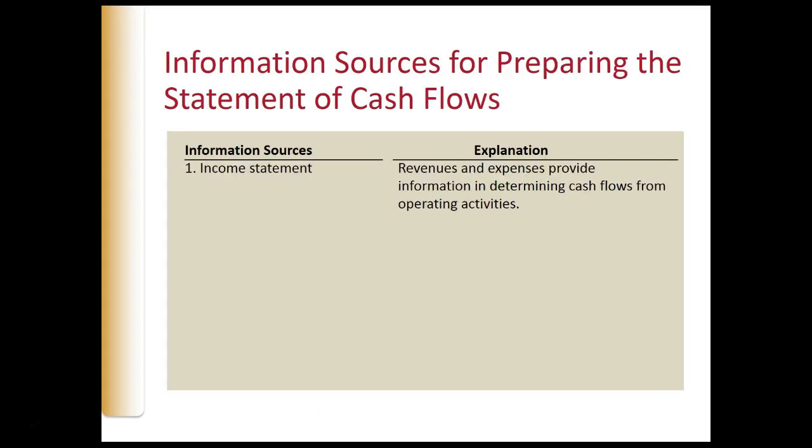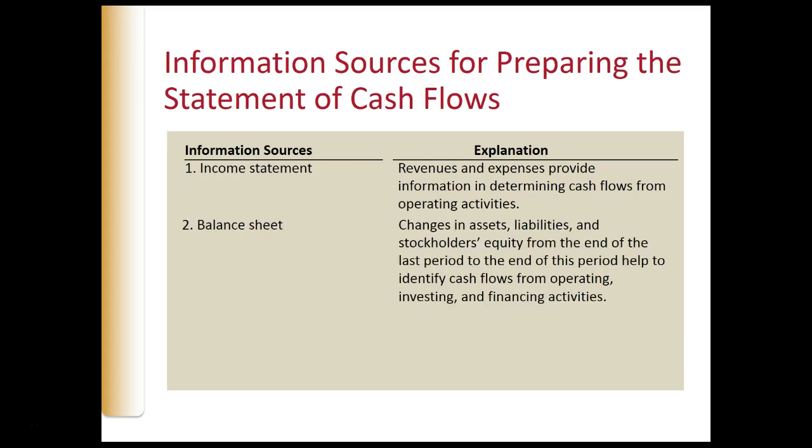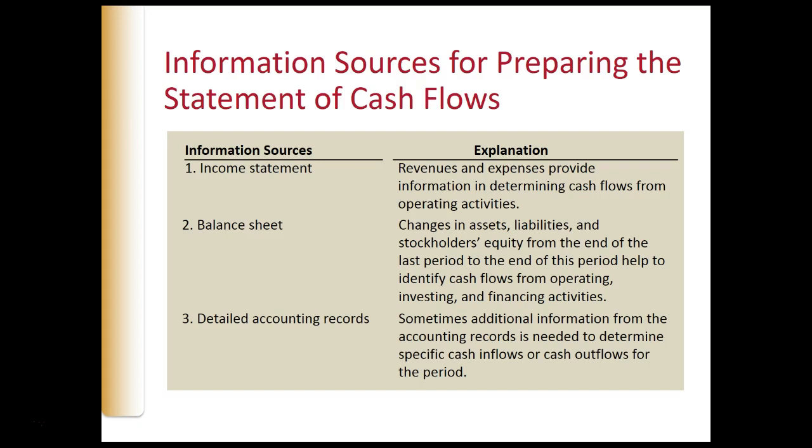Now, while we prepare the income statement, the statement of stockholders' equity and the balance sheet directly from the adjusted trial balance, the accounts listed on the adjusted trial balance don't directly provide the cash inflows and cash outflows we report in the statement of cash flows. We have to rely on other sources of information to determine the amounts necessary to prepare the statement of cash flows. This slide outlines the three primary sources.